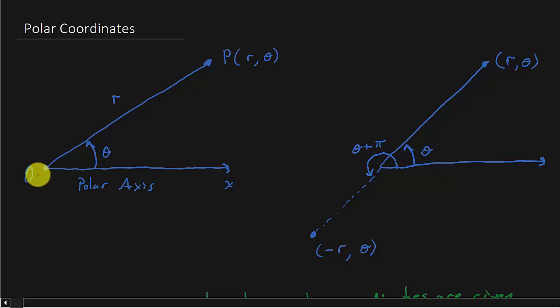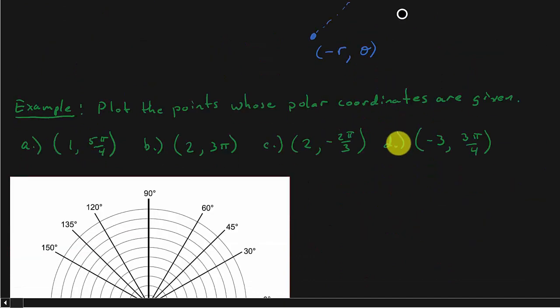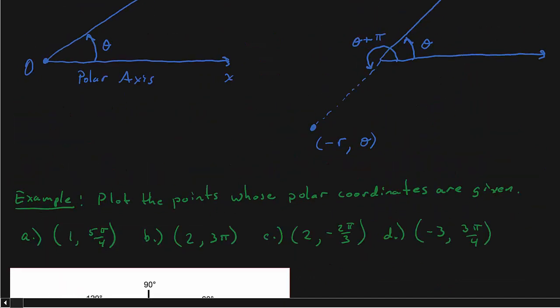Now, here's one where we have the point up here, (r, theta), and this point down here is (negative r, theta). So the radius is negative here, and basically we rotate to this point where we have (r, theta), and then we're adding pi to get to this one.